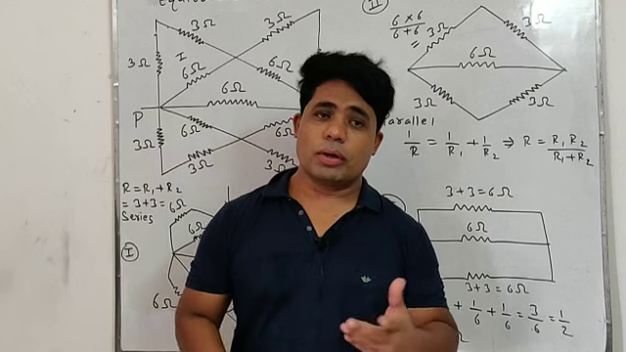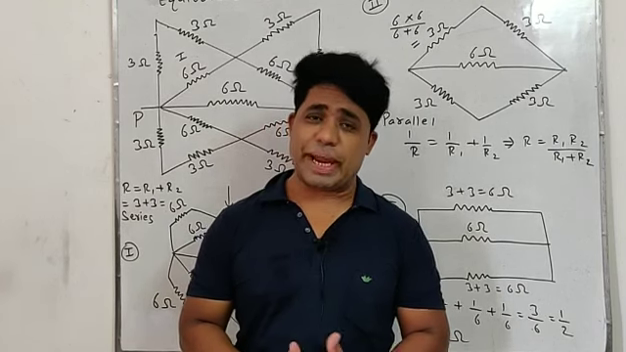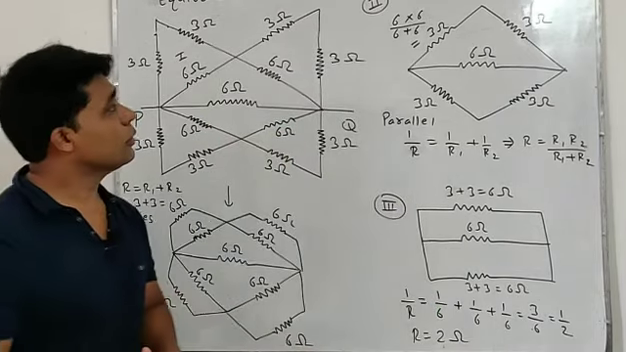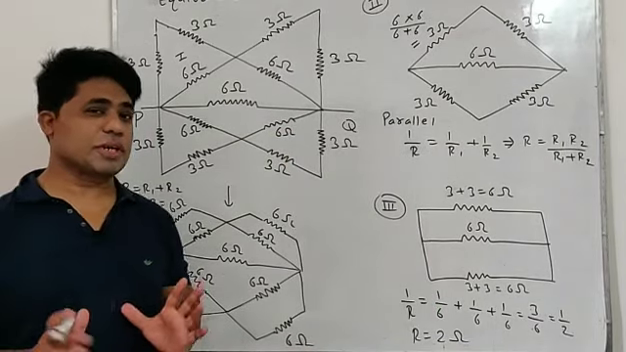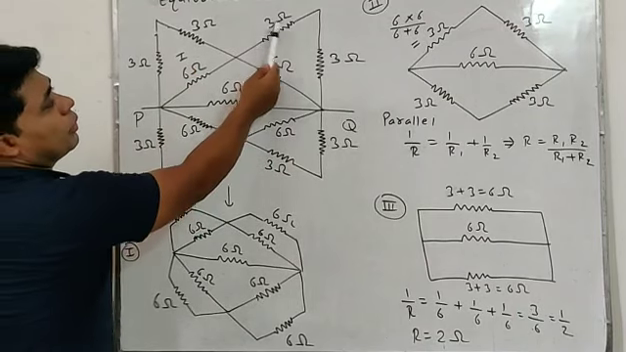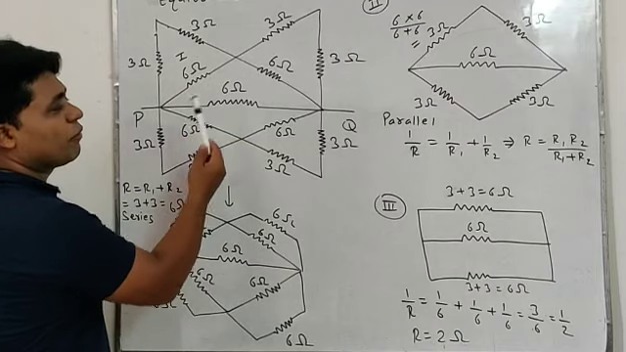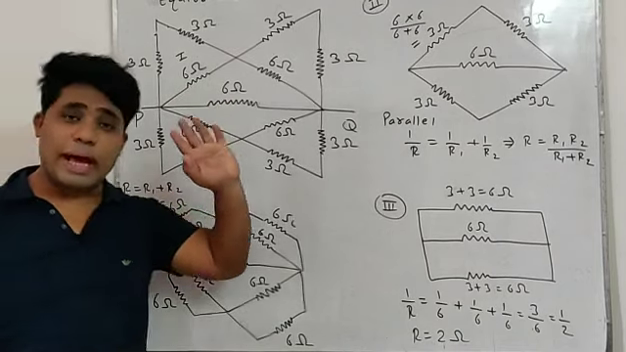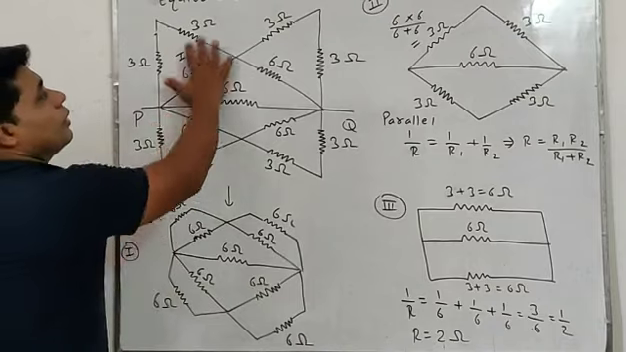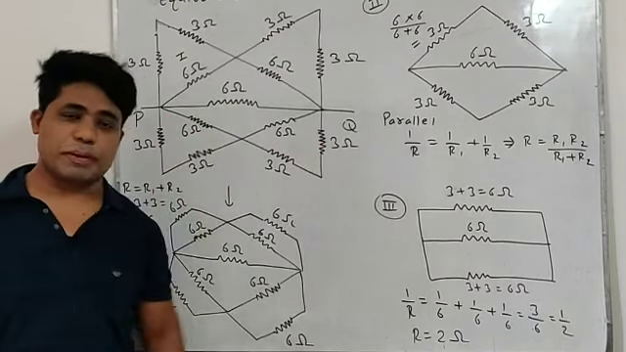How are you? Today we will discuss numericals based on resistance and circuits. Look students, we are given a circuit having resistances 3 ohm, 3 ohm, 3 ohm, 3 ohm downwards, 6 ohm, and the middle one is 6 ohm, and we are asked to find the equivalent resistance of this circuit. How can you find the equivalent resistance of this circuit?